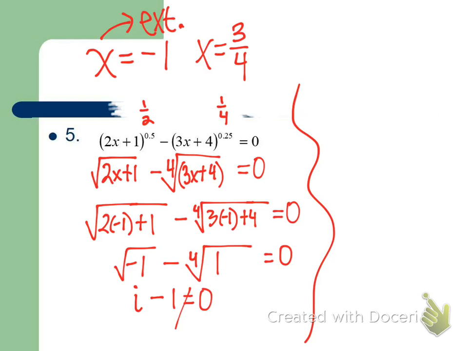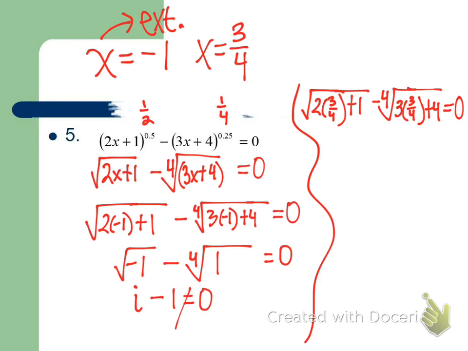Again, I'm going to substitute it in with the square roots. So we have 2 times 3/4 plus 1 minus the 4th root of 3 times 3/4 plus 4 equals 0. This is not going to be extremely pretty to check, but we are going to do our best. All right, if we take 2 times 3/4, what do we get?